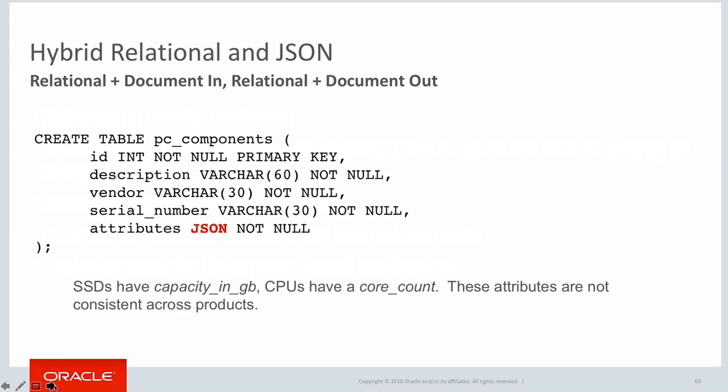And the example I show here, it's a pretty simple example, but I have a table where I'm keeping track of all the PC components in my inventory, and then basic stuff like ID, description, vendor, serial number, those are all consistent across all of them, but attributes change on all of them. So some may have SSDs, some may have different CPU core counts, some may have different video cards, and so forth. So what I do is I store all those attributes as unstructured data in JSON. So I have the best of both worlds.